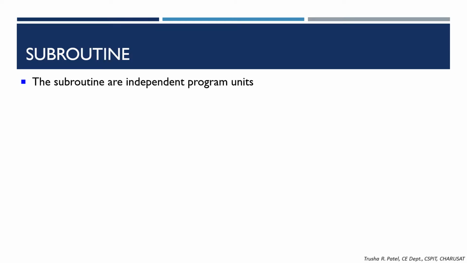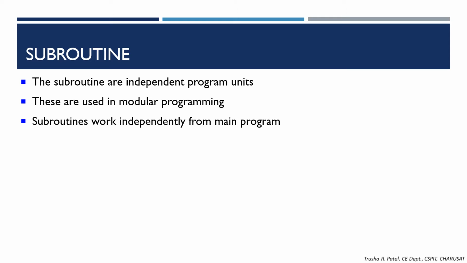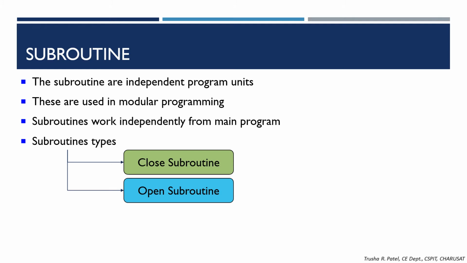Now the subroutine. Subroutines are individual program units. These are used in modular programming. Subroutines work independently from your main program. There are two types of subroutines available: one is the closed subroutine, another is the open subroutine.